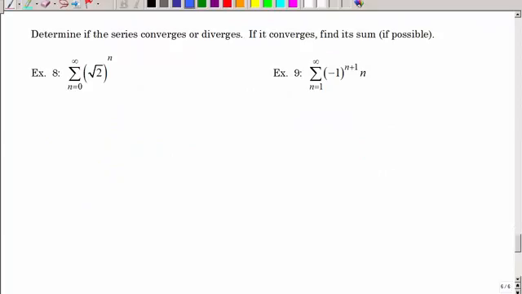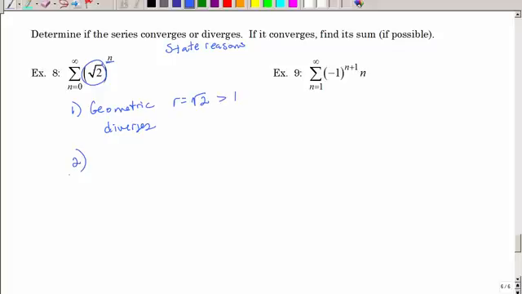Let's just look at some more examples. So we're going to see if it converges or diverges. If it converges, find its sum. And we really need to make sure we state our reasons for our conclusions. Okay, so we have a couple of different ways to approach number 8. One possible approach is to say this is a geometric series. We have a number raised to a power. That number is the square root of 2, which is greater than 1, so it diverges.